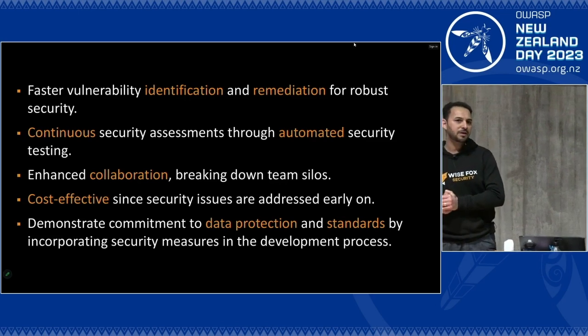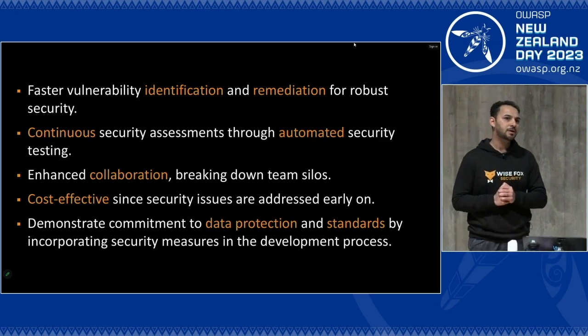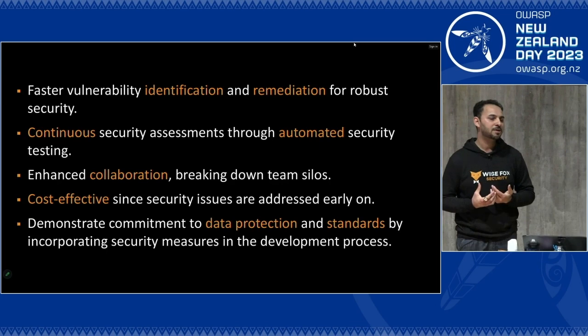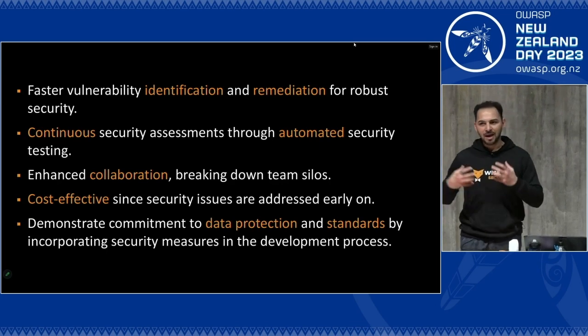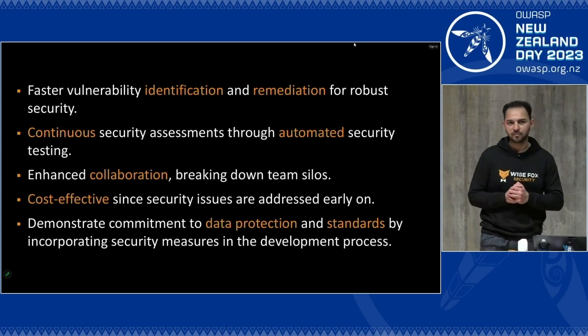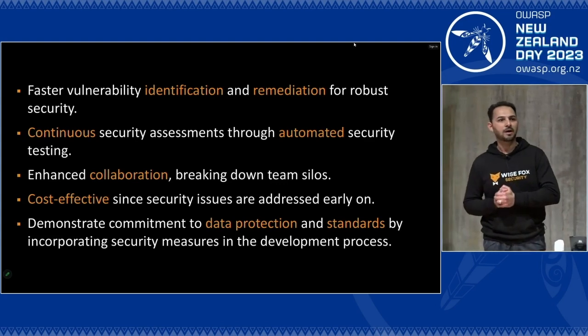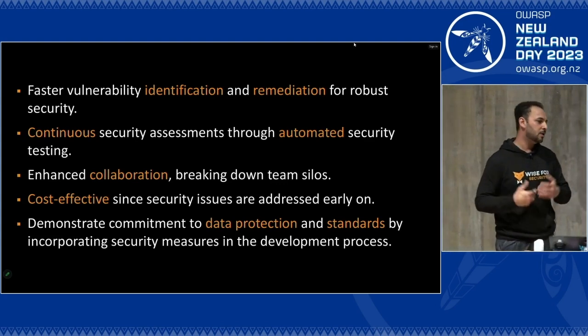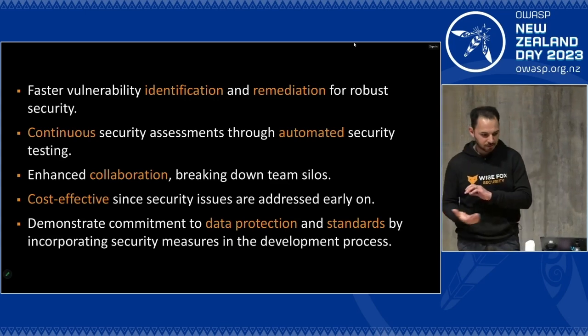Then, by doing DevSecOps, our security is continuous. It's not about just doing one pen test at the end of the day. Every time you're releasing something, by having automated tooling in between, you will be able to provide continuous assurance to your teams, to your applications, to your customers.